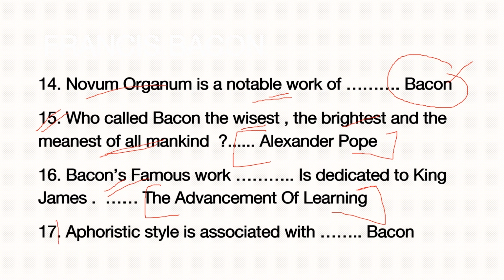Now, the next question. Aphoristic style is associated with Francis Bacon. When we talk about aphoristic style, it is compact, epigrammatic and condensed. The epigrammatic terseness of the sentences makes them easily remembered and quotable also. Most of us know the quotes of Francis Bacon. We always remember them, it is there in our mind forever. It's because of the aphoristic style that he follows.